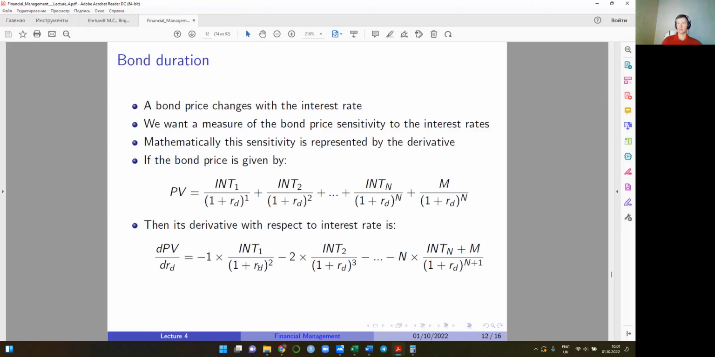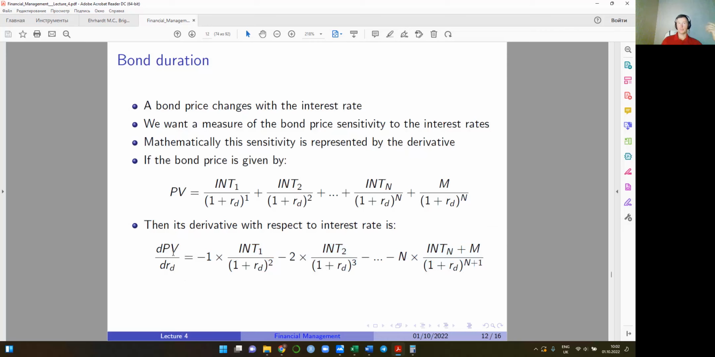I'm not going into details of how we get this. If you remember mathematics, nice. If you don't remember mathematics, just trust me that this is the derivative of the previous function with respect to RD. Again, this represents how much present value changes for small changes of RD. If RD changes by a small amount, present value changes by this size.